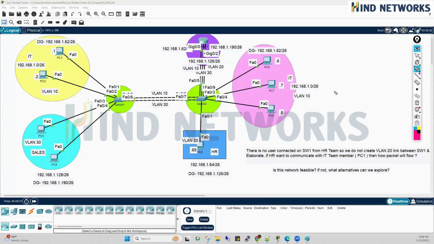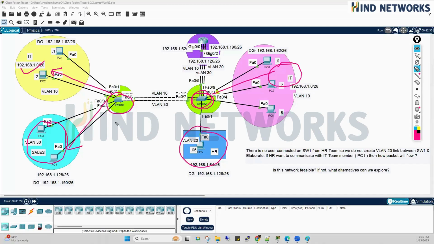But tell me one thing. For example, if this HR wants to ping any IT person, when you see, guys, on this switch, who is connected? IT department is connected and HR department is connected. With this switch, who is connected? IT department is connected and sales department is connected. Getting my point? Yes or no?